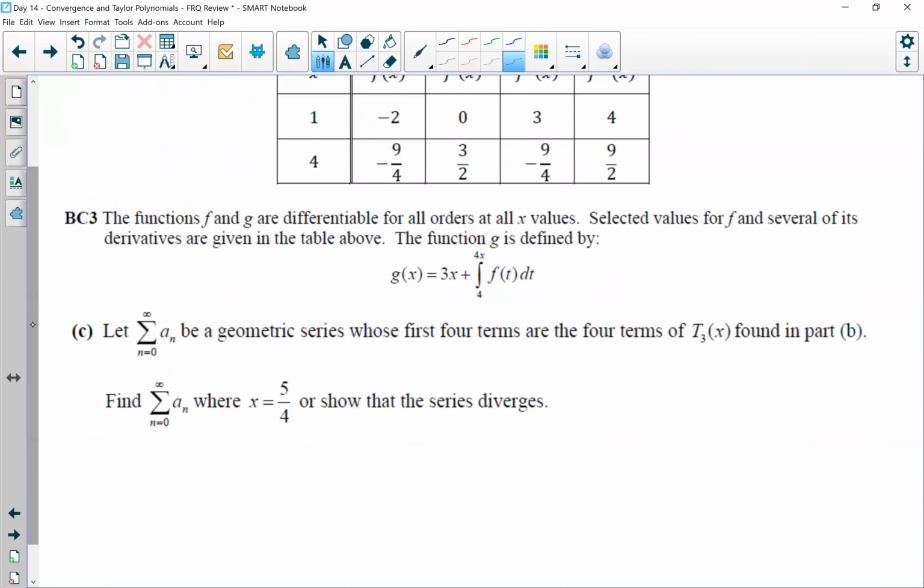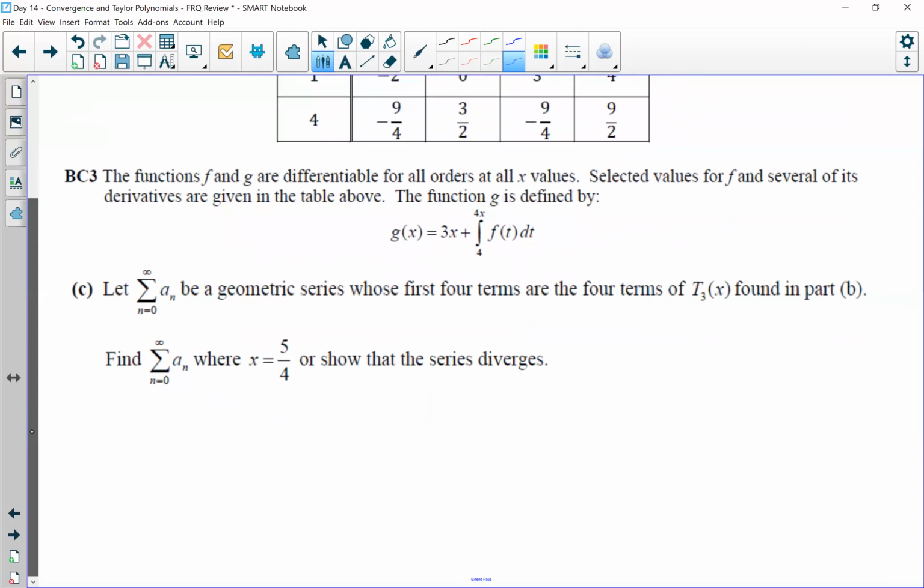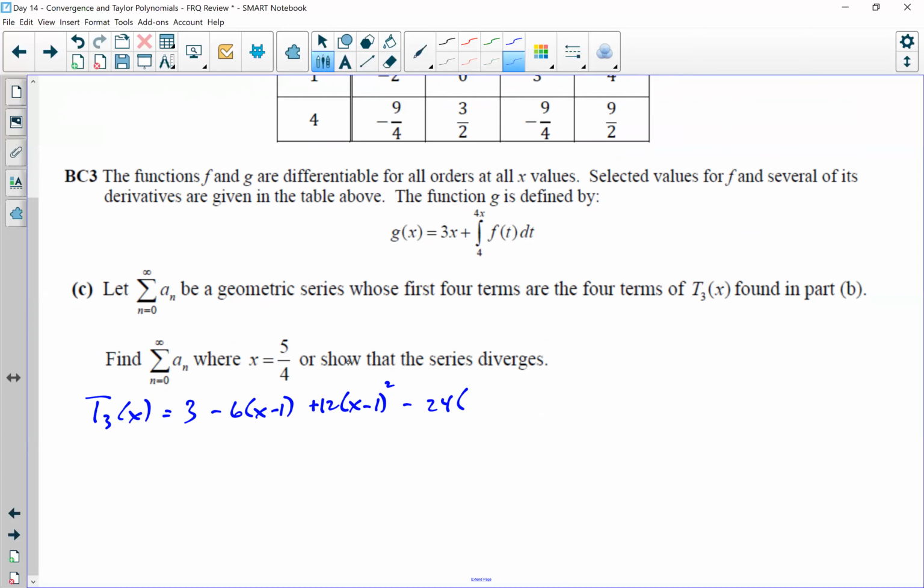So let A sub n be a geometric series whose first 4 terms are the 4 terms of T sub 3 found in part B. To remind you from part B, this is what we came up with, right? We said it was 3 minus 6 times x minus 1 plus 12 times x minus 1 squared minus 24 times x minus 1 to the third power. That was our reduced third degree Taylor polynomial. And it's telling us we've got this geometric series A sub n whose first 4 terms are just these.